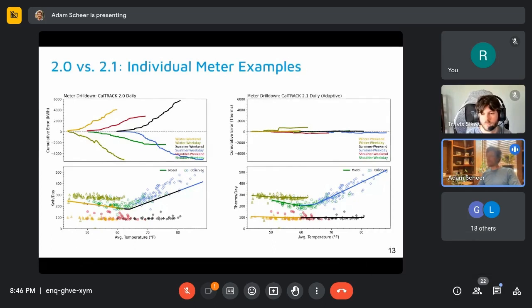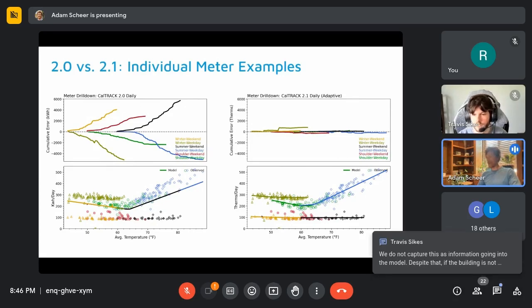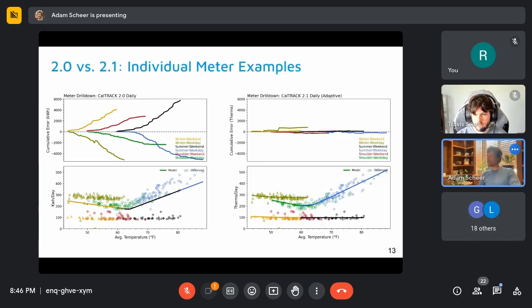The Caltrack 2.1 model had a reason in this case to split by both season and weekend weekday, and it did. So the 2.1 model has an independent model, a temperature independent model, or nearly a temperature independent model for the weekends. And then winter weekday and summer shoulder weekdays are split out as independent models as well.